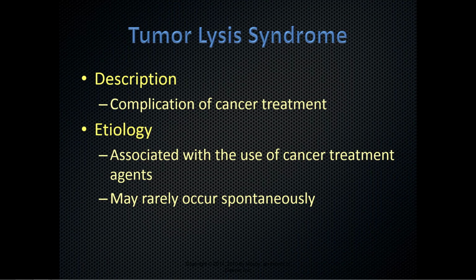Tumor lysis syndrome refers to a variety of metabolic disturbances that may be seen with the treatment of cancer. This is a potentially life-threatening complication, and it occurs when large numbers of neoplastic cells are rapidly destroyed by the chemotherapy or whatever treatment the patient is undergoing, that results in the release of large amounts of potassium, phosphate, and uric acid into the bloodstream.